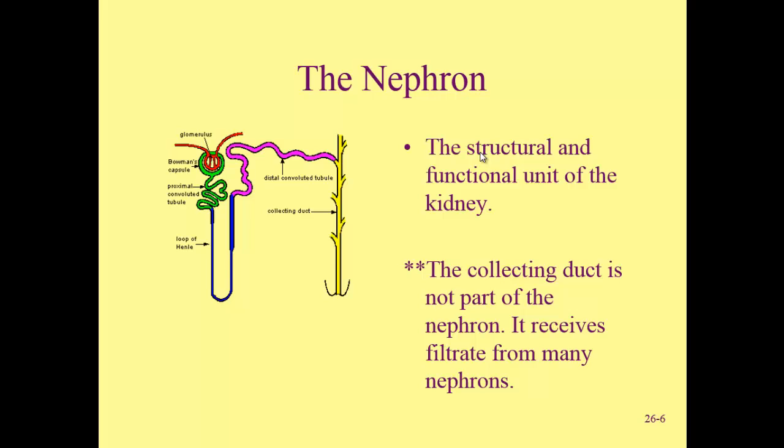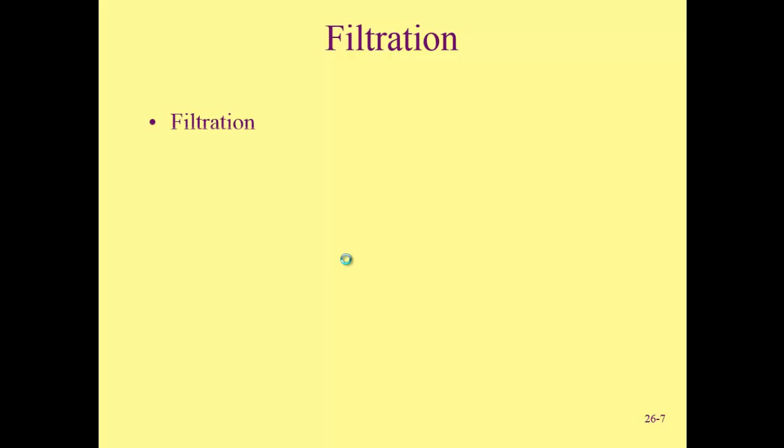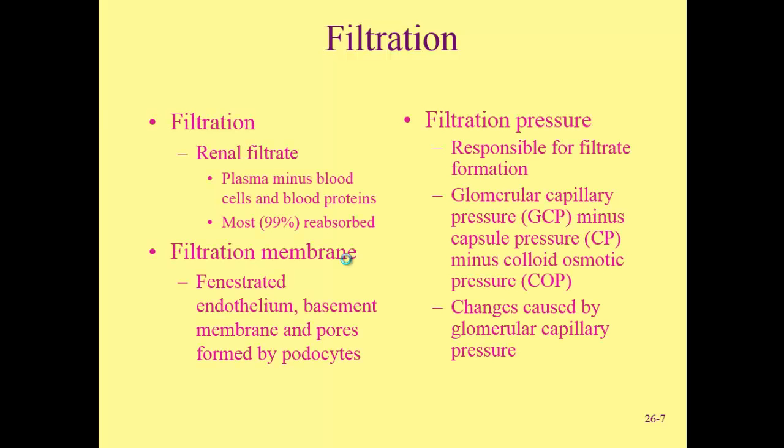So the collecting duct, just one more thing, is not part of the nephron because there's more than one nephron that hooks up to it. So it ends with the distal convoluted tubule. So we talked about filtration is everything except for the blood cells and the proteins. And most of what is filtered is reabsorbed back to the blood. So 99%, only 1% becomes urine.